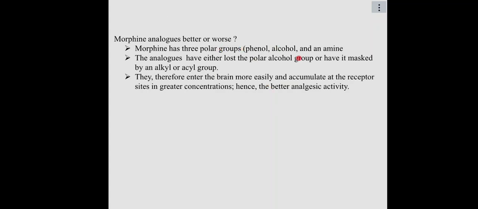So morphine has three polar groups: a phenol, an alcohol and an amine. The analogs have either lost the polar alcohol group or have it masked by an alkyl or an acyl group. They therefore enter the brain more easily and accumulate at the receptor sites in greater concentrations, hence a better analgesic activity. But do remember, the one we can readily esterify is the hydroxyl group at position number 6. The hydroxyl group at position number 3 needs to be free. And when we change it, we will esterify it with a small alkyl group, which is hydrolyzed by esterases very rapidly, because the ester linkage is very weak.